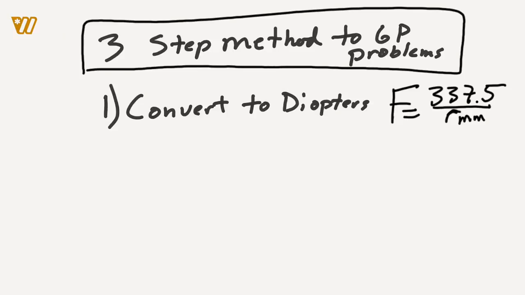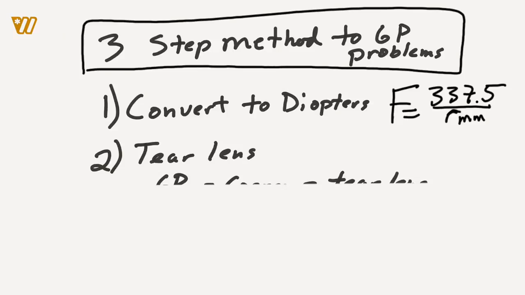Now, second step, once you've converted everything to diopters, your second step is to calculate the tear lens. So how are we going to calculate the tear lens? We're going to take the GP contact lens base curve in diopters, subtract the cornea base curve in diopters, and that's going to give us our tear lens power. That'll give us either a positive or a negative number based on whether the contact lens is steeper or flatter than the cornea, and you'll get that for your tear lens power.